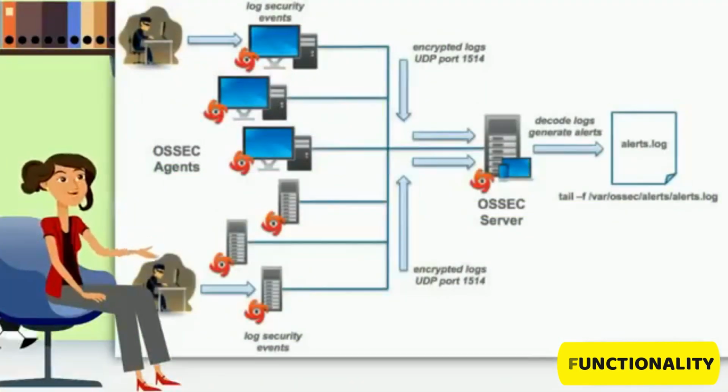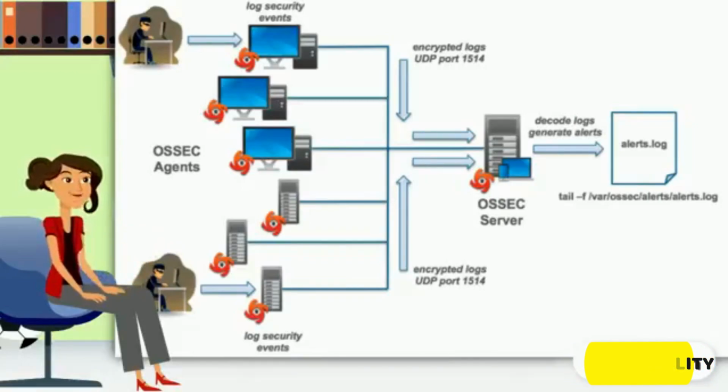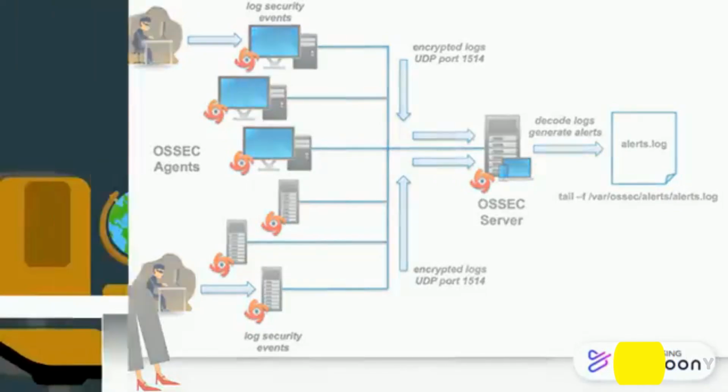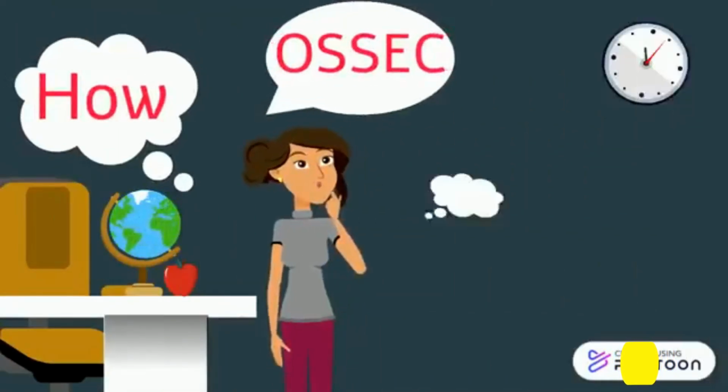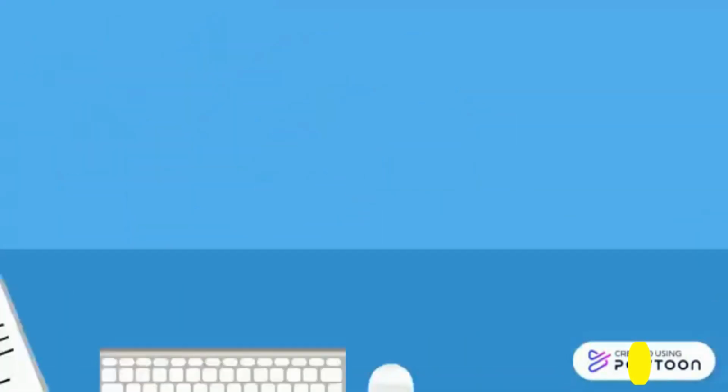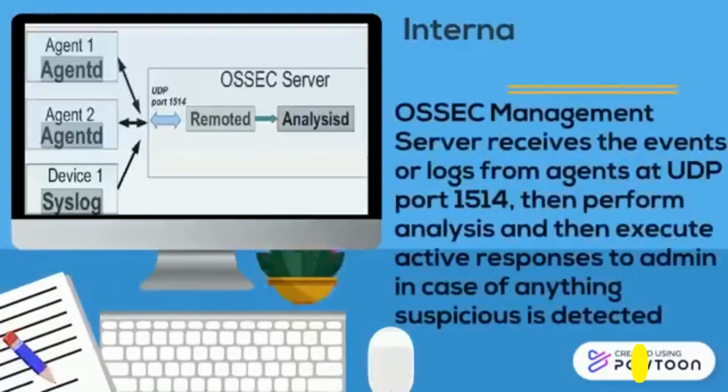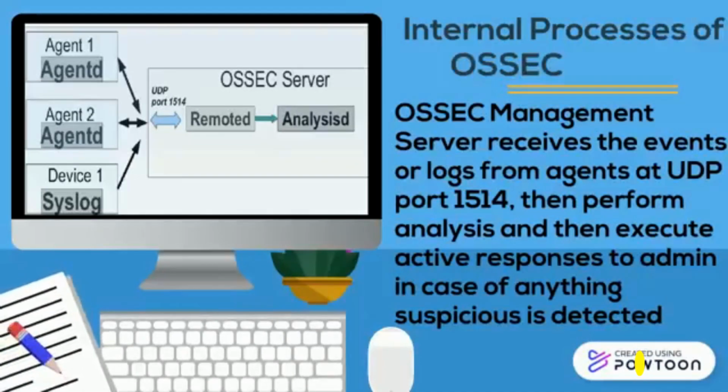Ossec architecture has 2 working models, Ossec server and agent. The central manager receives events from the agent and system logs from remote devices. If something is detected, active response can be executed and the admin is notified. How Ossec works. In the internal processes of the Ossec server, it receives log files from the agent at UDP port 1514 to perform analysis.